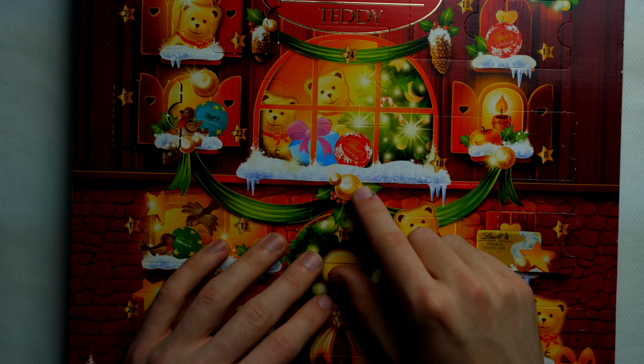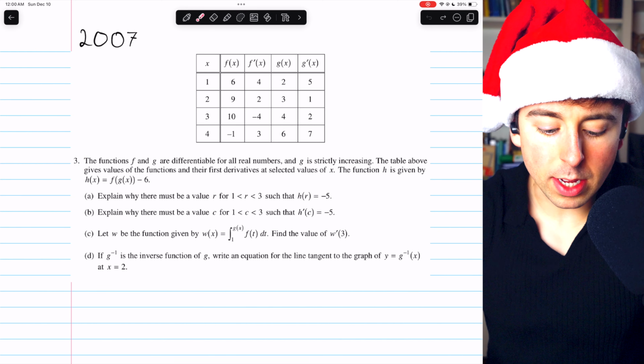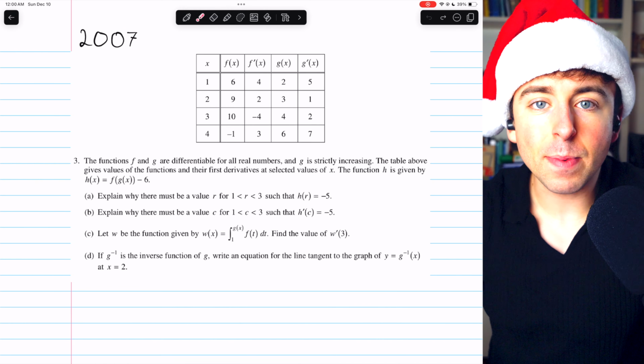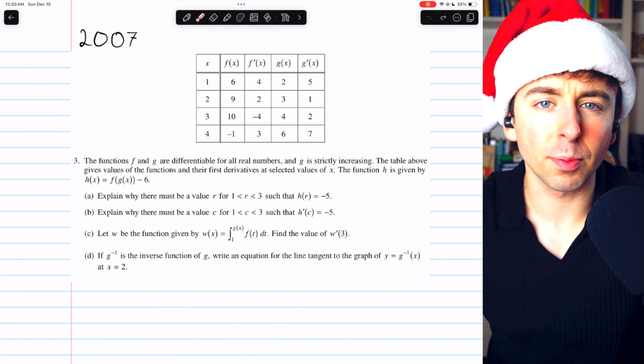All right, let's do some calculus. This is problem 3 from the 2007 AP Calc AB Exam. This is part of the calculator section, so we may need our calculator for this problem.